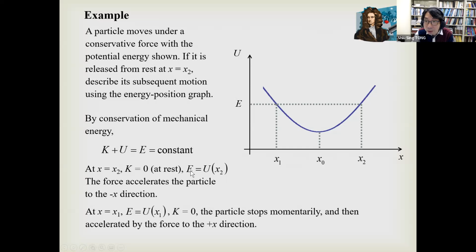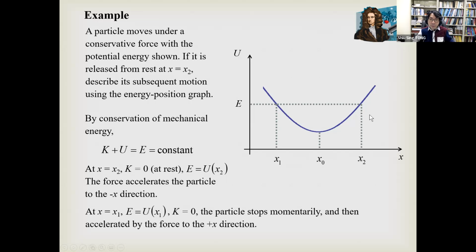And that energy remains a constant. The E remains constant throughout the motion, right? Now, you can draw a horizontal line with the value E that intercepts the potential energy curve. And that represents the total energy of the system. And the total energy is equal to the initial potential energy at the position x2. So the horizontal line here represents the total energy, while the curve here represents the potential energy.